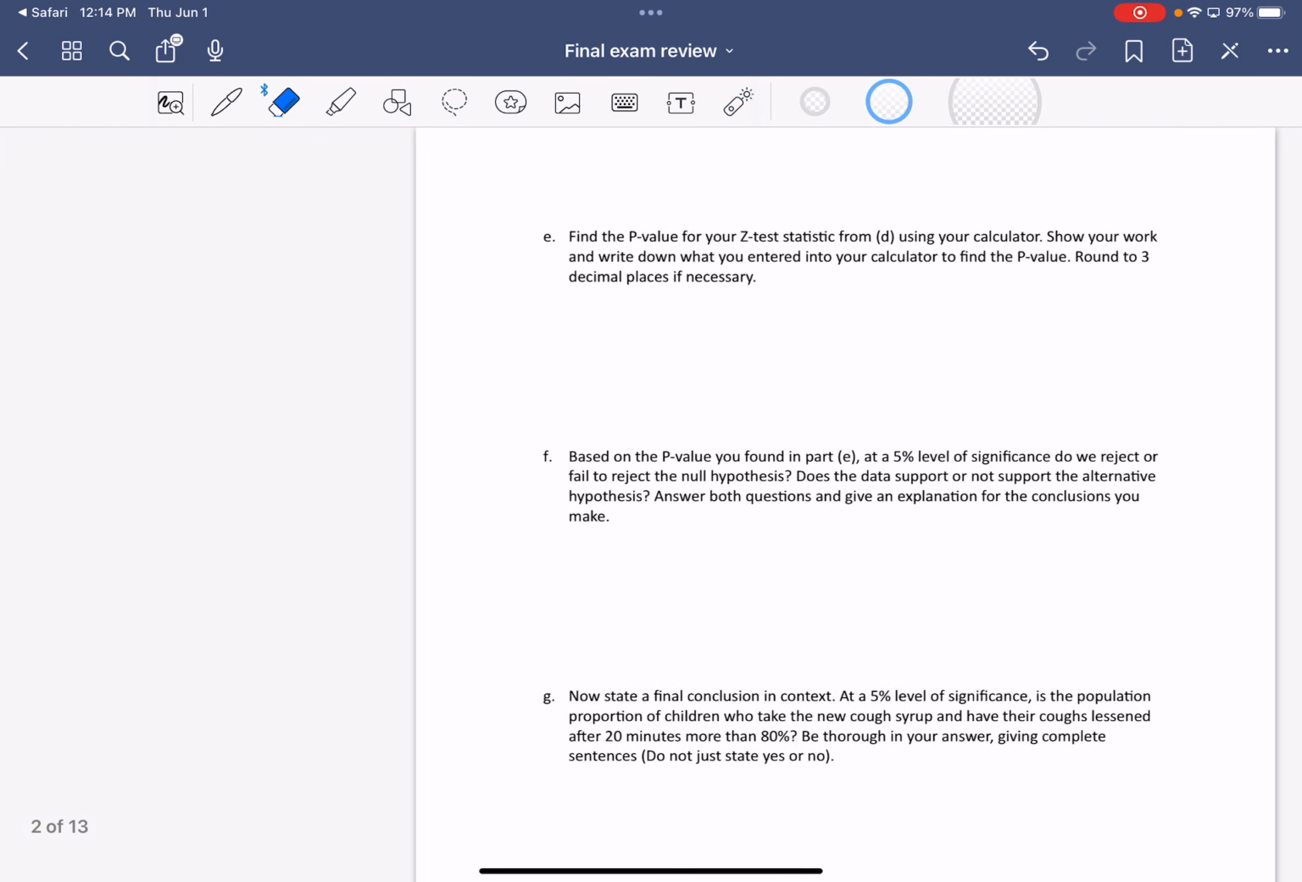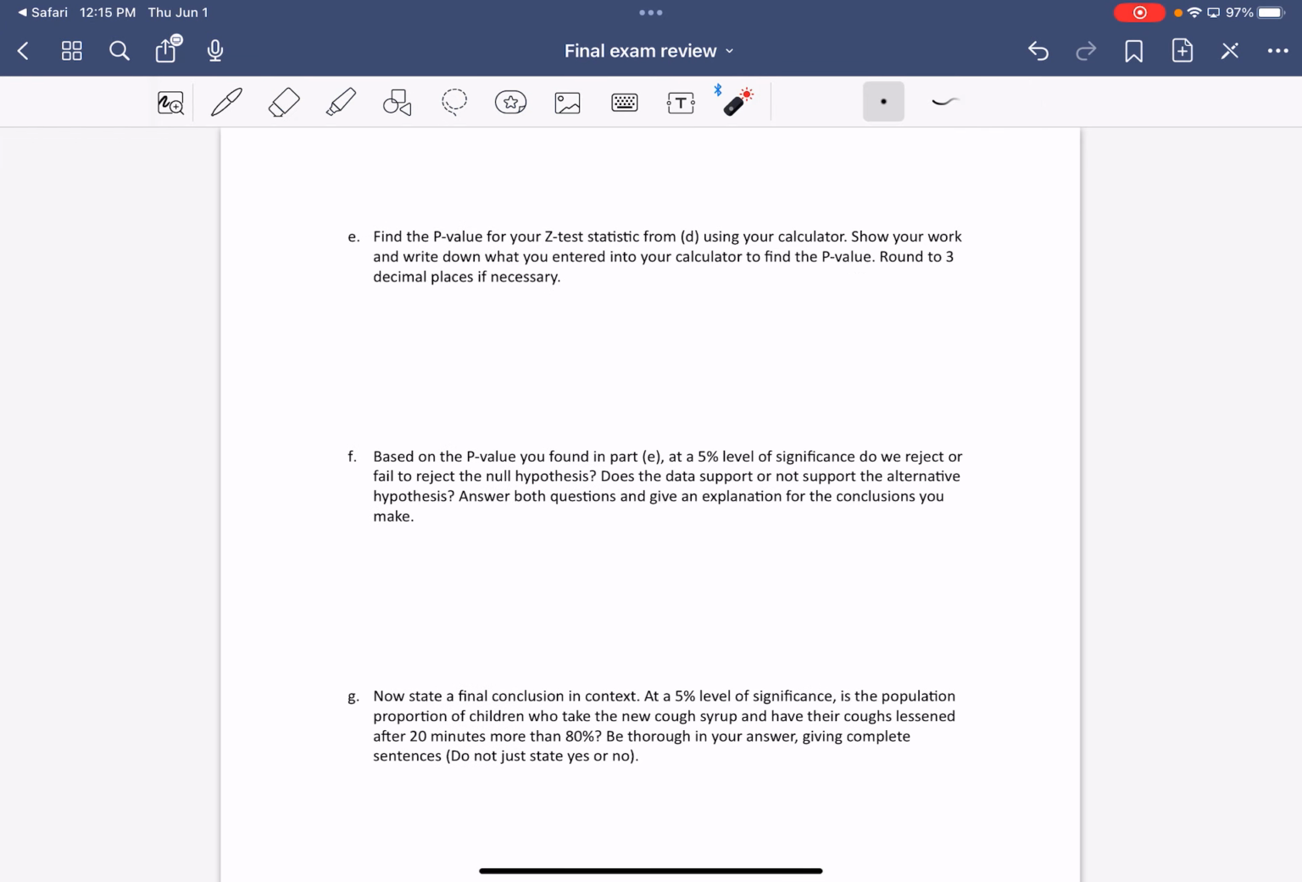Okay. Part E. Find the p-value for your z-test statistic from part D using your calculator. Show your work and write down what you entered in your calculator to find the p-value. Round to 3 decimal places. Recall, to find the p-value for scenarios such as this, you would do second distribution in your calculators, and then scroll down to normal CDF.